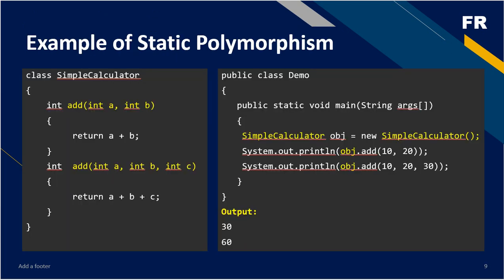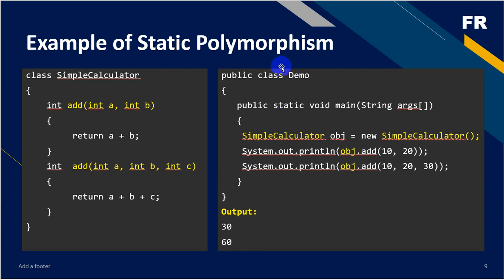Okay, let's discuss it with the help of an example of static polymorphism. As you can see, I have two different classes. One is the simple calculator and the other is the demo class. But the important thing to note is that there is no inheritance relationship here. In the simple calculator, I have two different functions named add, but they accept different arguments. One accepts two arguments and the other accepts three arguments.